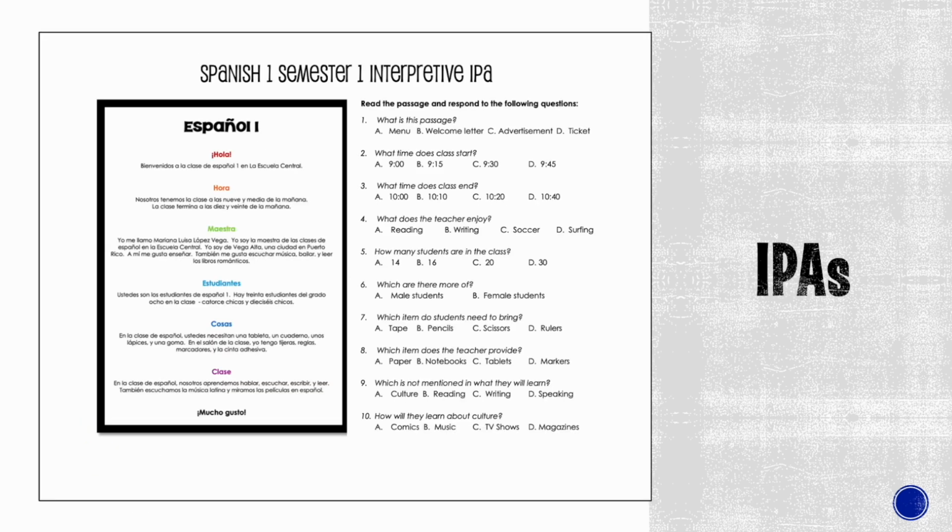First, we'll start with the interpretive IPAs. Each one would have a reading passage. In this case, it's a welcome letter. This is just first semester Spanish 1 with 10 multiple choice questions about them. The answer key is also provided.